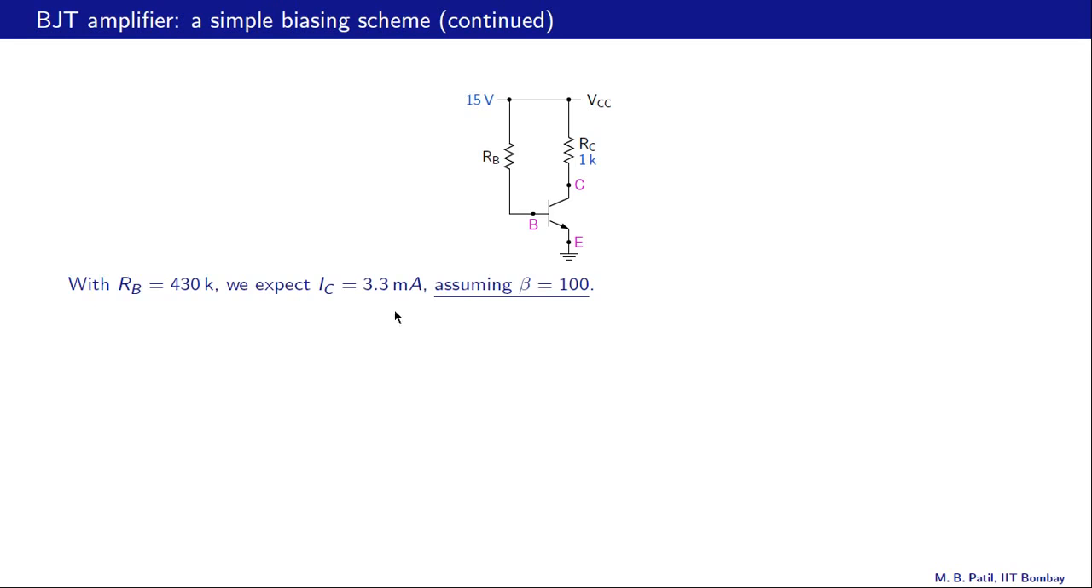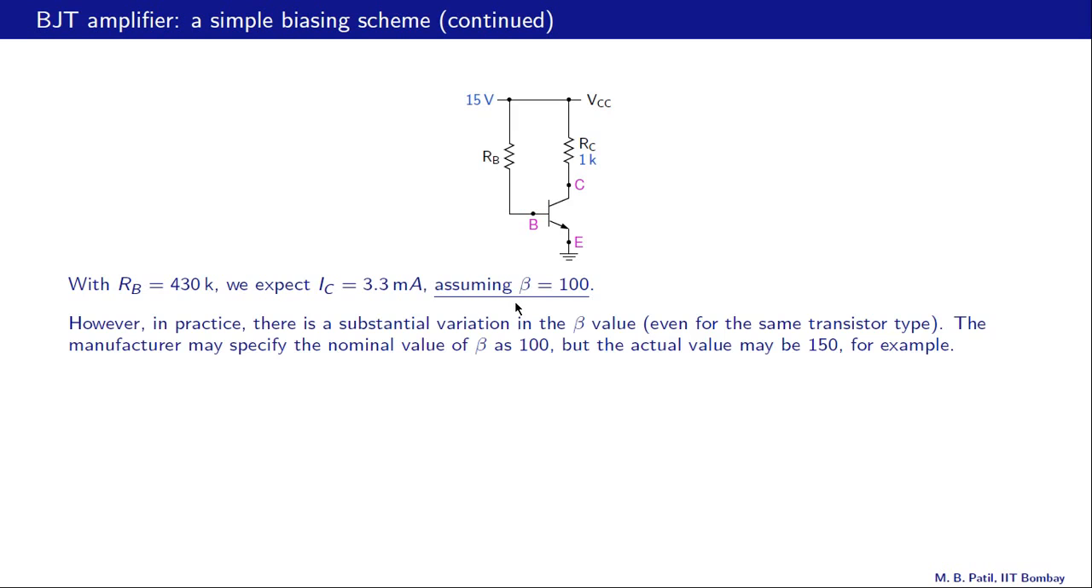Let us summarize. With RB equal to 430K, which we computed in the last slide, we expect IC to be 3.3 milliamps if the transistor beta is 100. Now it turns out that this if here is a big if. Let us see why.